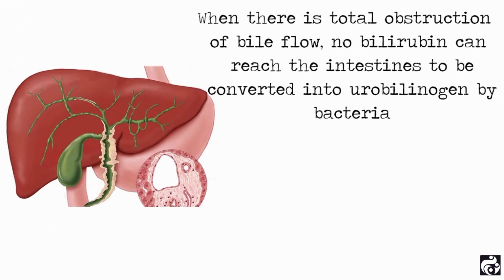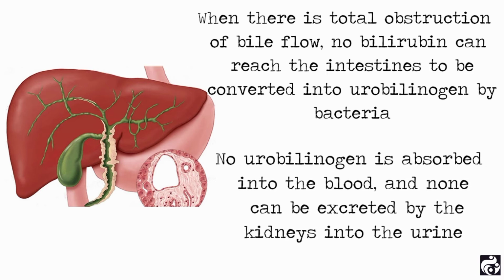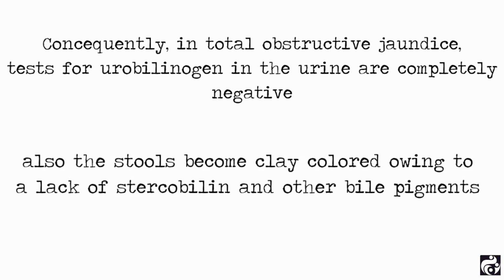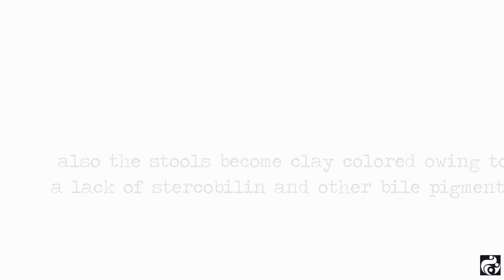When there is total obstruction of bile flow, no bilirubin can reach the intestine to be converted into urobilinogen by bacteria. Therefore, no urobilinogen is absorbed into the blood and none can be excreted by the kidneys into the urine. Consequently, in total obstructive jaundice, tests for urobilinogen in the urine are completely negative. Also, the stools become clay colored owing to a lack of stercobilin and other bile pigments.